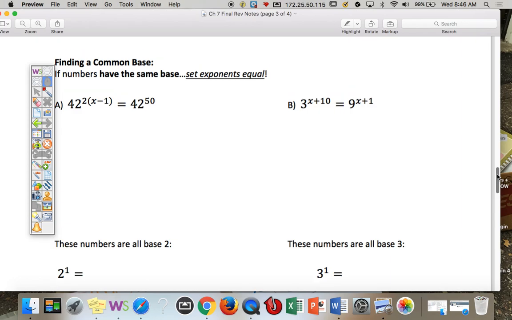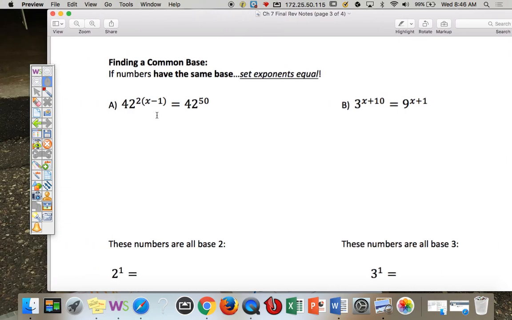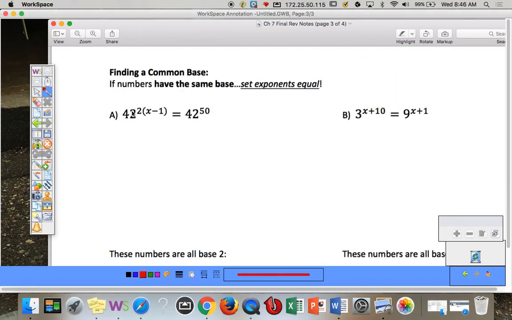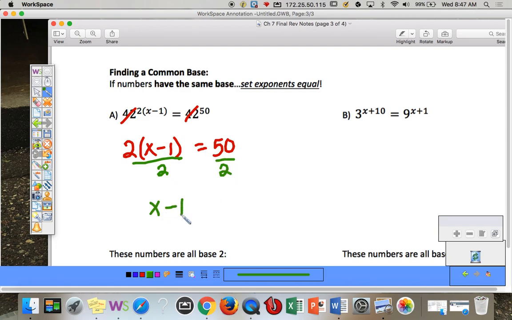The last thing that we did in this chapter is finding a common base. We know that if the bases match, you can ignore them and set the exponents equal. We have 2 times x minus 1 equals 50. And then we're going to solve. So here we could divide each side by 2. We get x minus 1 equals 25. You can add 1 to each side. So here x equals 26. You can check your answer. 26 minus 1 is 25. 25 times 2 is 50.